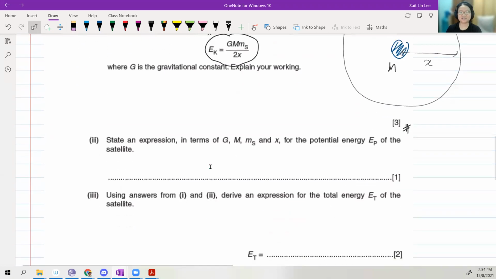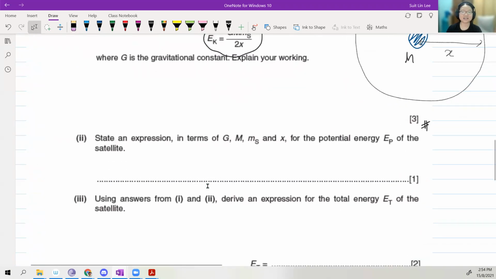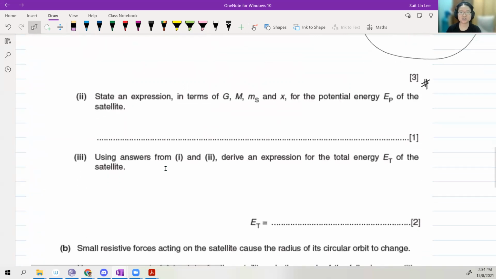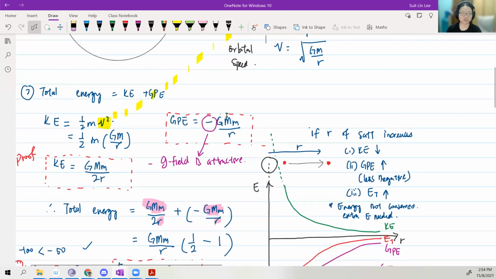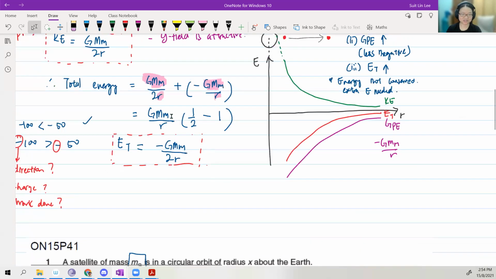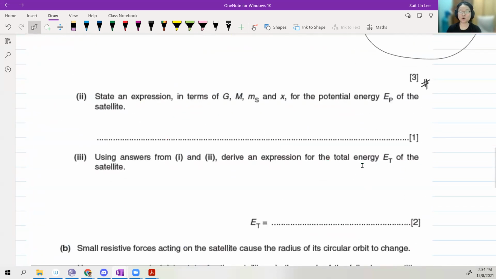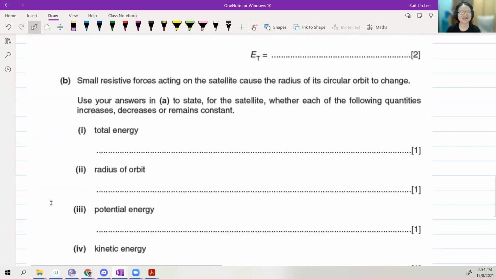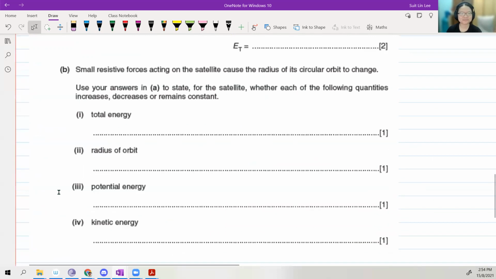State the GPE in terms of G, M, m_s, and x. Well, just write the equation. Very nice. Derive an expression for total energy. So write this equation and then write this one, by showing the summation. So all okay, no problem. So I leave it to you. 6 marks. So the entire proof I showed you just now is 6 marks. Nice. Okay, so let's look at B though.